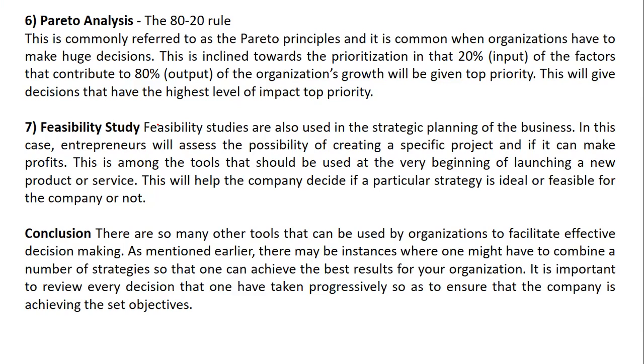So when we conclude these tools, there are many tools, as we have seen, which can be used by the organization to come up with effective decision making. But as we have mentioned earlier, there may be instances where the organization has to use various strategies, various combinations, in order to come up with the best decision by the use of the best tool. So that depends upon which tool is used, and which is the best decision, or best tool, which can result in the best decision making process for an organization.